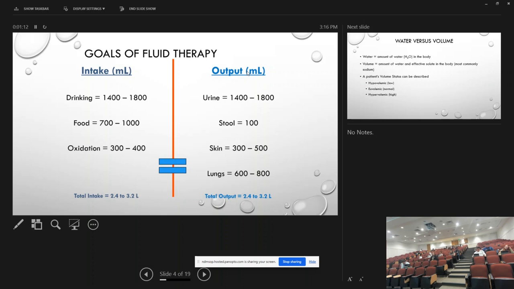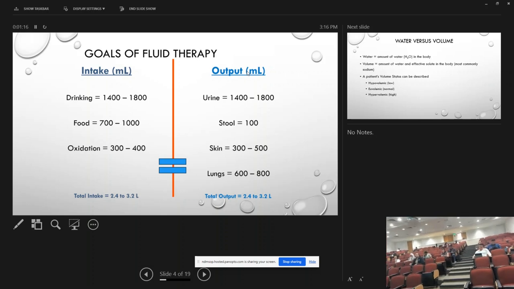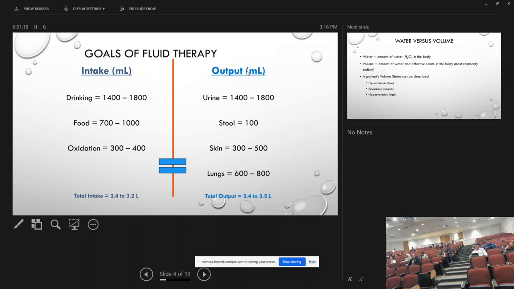Output, you see here, urine output, 1,800 or so. Stool, about 100 mL of fluid is lost in the stool. Skin, insensible losses up to 500 in normal states, right? In abnormal states, you can certainly lose a lot more fluid through your skin. And then lungs, you lose a fair amount of fluid just by respiration, exhaling. So almost a liter of fluid through your lungs.